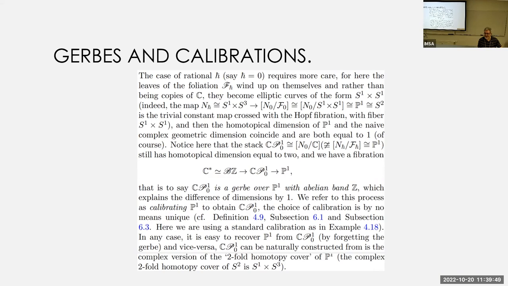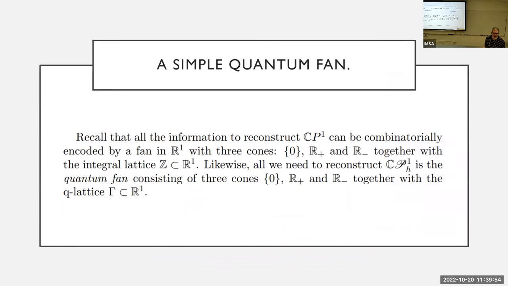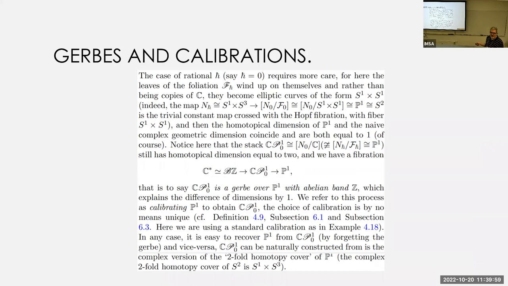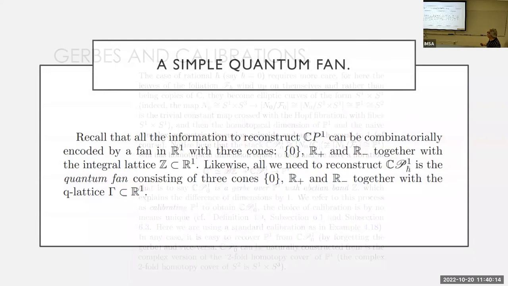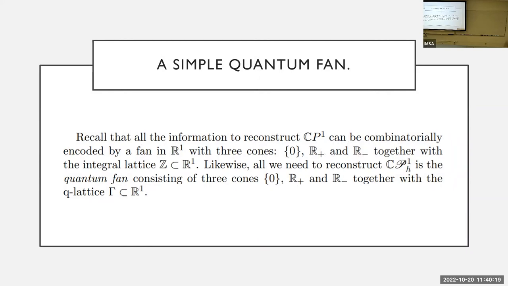Okay, so let's take a simple quantum fan. People who work in non-commutative geometry, even in cyclic algebras, have known this phenomenon, although they do it in this very elaborate cocycle fashion rather than in a topological fashion, with the algebras. But they cannot not do it. They have to do it because it's the only way to do it. So in any case, all the information to reconstruct CP1 can be combinatorially encoded in these two cones, together with the integral lattice.